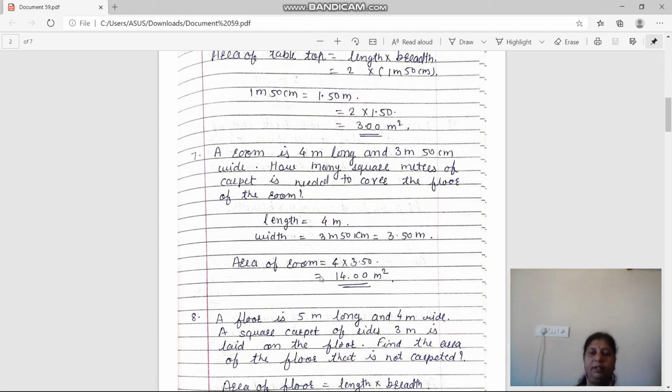So let's multiply. 0. 4 5s are 20, carry 2. 4 3s are 12, 12 plus 2 is 14, so 14 meter square. Get it? Next.